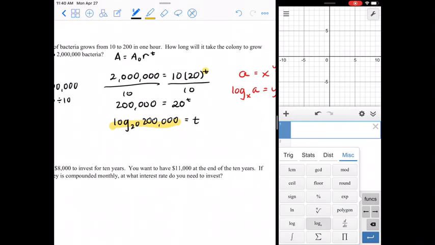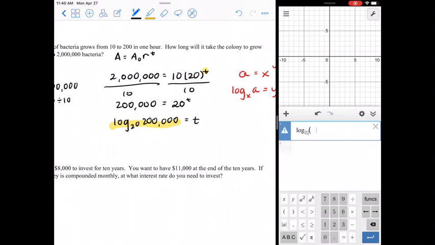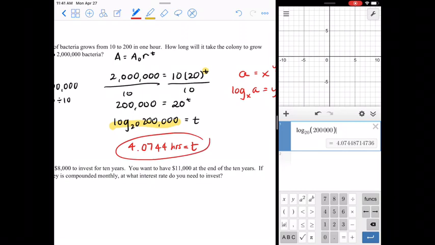So again, log base 20 of 200,000 is equal to T. And so this number is what our final answer will be. 4.0744 hours.